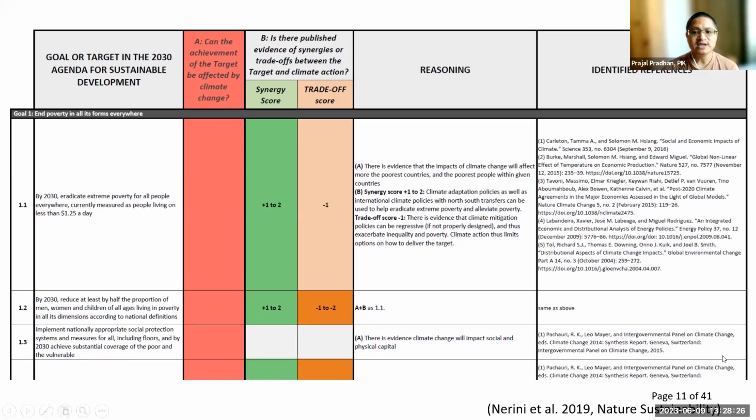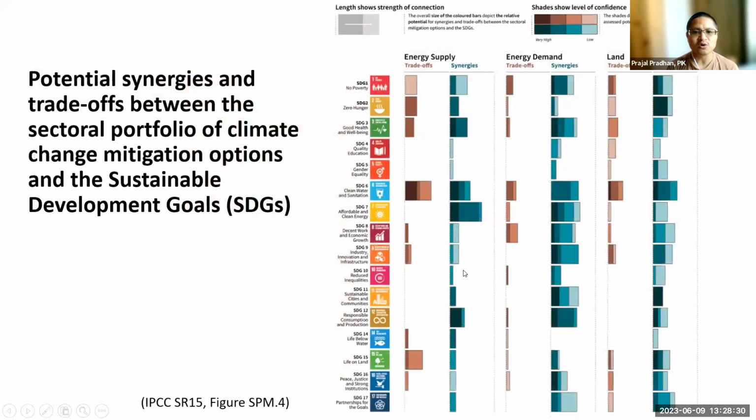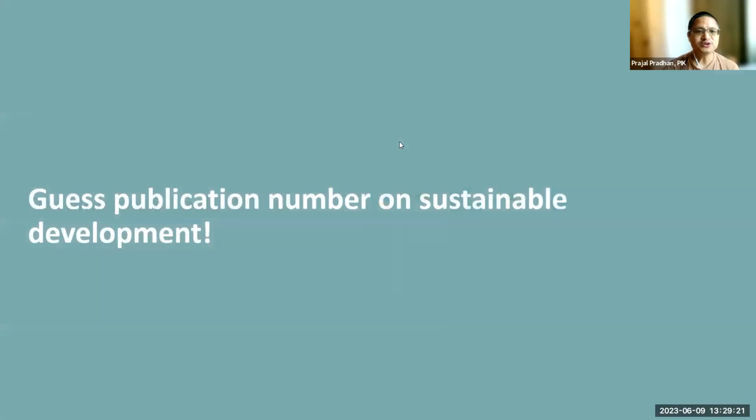Now, we see this not only in individual papers, we also see it in the IPCC report. This is a figure from the IPCC special report on 1.5 degrees, and here we can see how different SDGs are positively or negatively linked with different energy supply and demand issues, and also land issues. They also show how confident they are in this relationship. One can do that by looking at the assessment. What we want to say here is that you can also use a similar approach in your future research if you are interested. And one of the important questions is why this sort of literature assessment is needed.